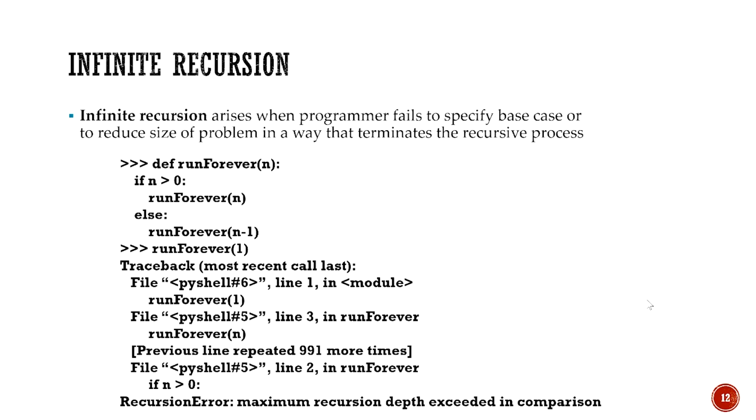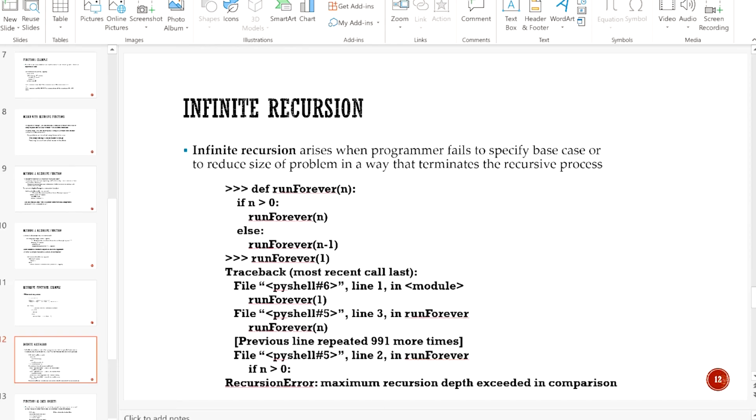And here's an example. I define a function and I call it run forever. There is just one input argument n, and if n is larger than 0, then call the same function run forever with the same input parameter n. So it's always running run forever of n. Otherwise, then run this with n minus 1. And let's see what happens when we run this.